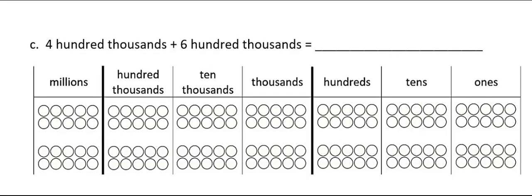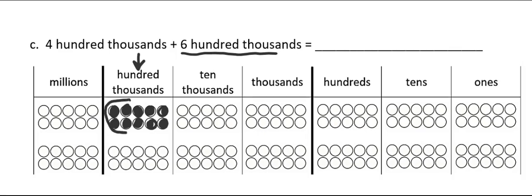Here's another example. For this one, I'm adding 400,000s to 600,000s. I'll start by shading in the 400,000s. So here's my 100,000s place. I'll shade in 4 of the discs. And then I'll shade in 6 more to show the 600,000s. And that gives me a group of 10 in my 100,000s place.